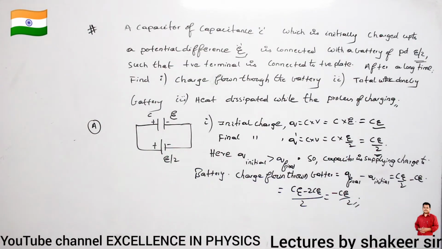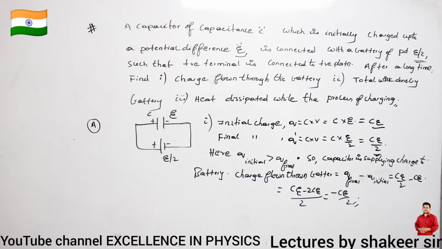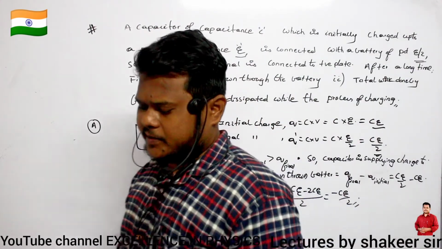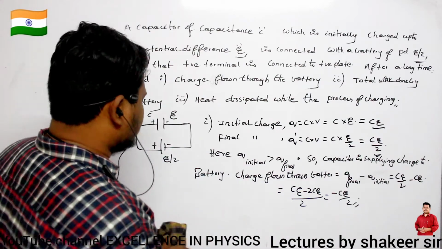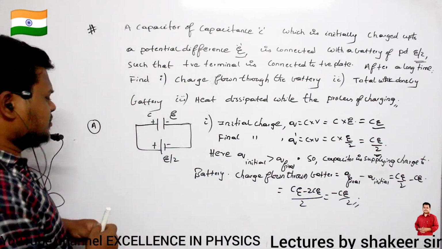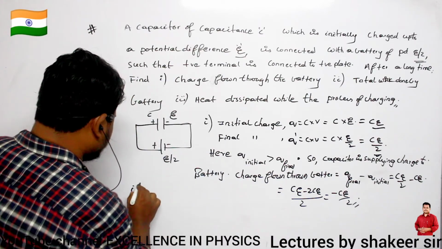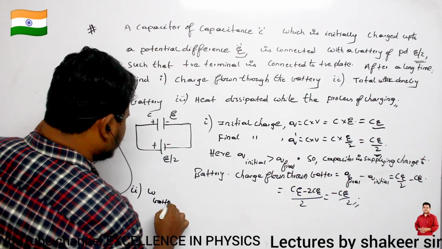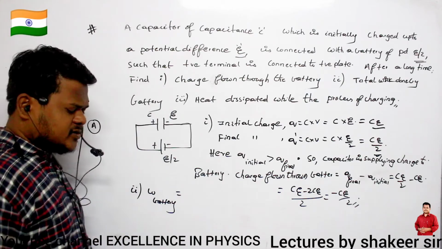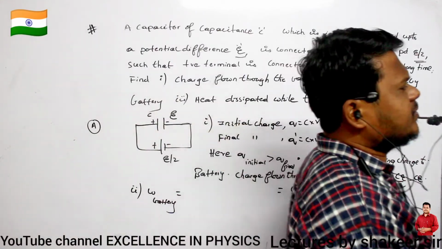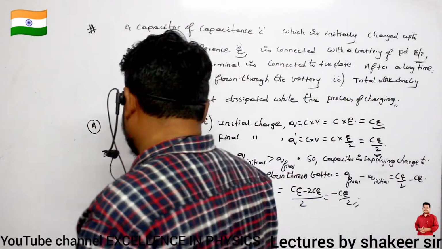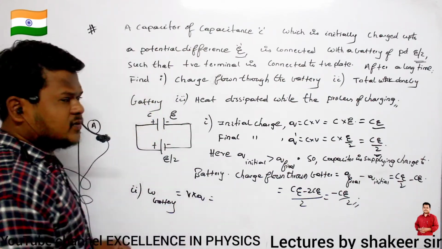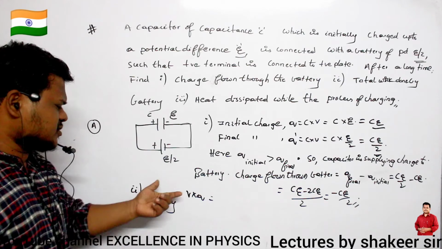Then see what is the next question he is asking. The next question he is asking is the total work done by the battery. So what is the formula for total work done by the battery? Clear? So the second one we are trying to do here is the work done by the battery. In the last class we have already studied it. What is the formula for work done by the battery? Work done by the battery is W equals V into Q. This is the formula, no? Work done by the battery is W equals V into Q.